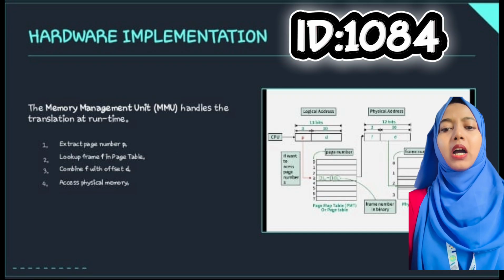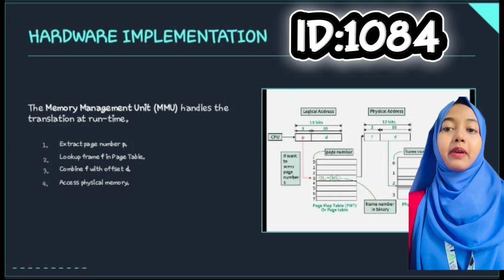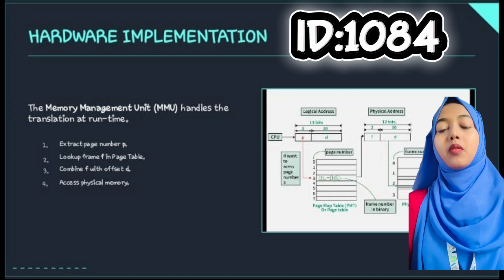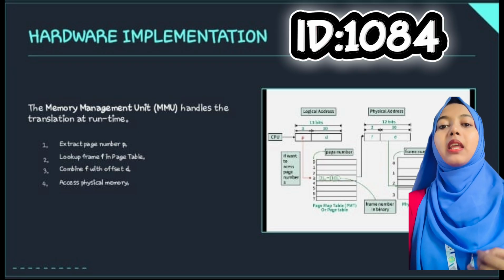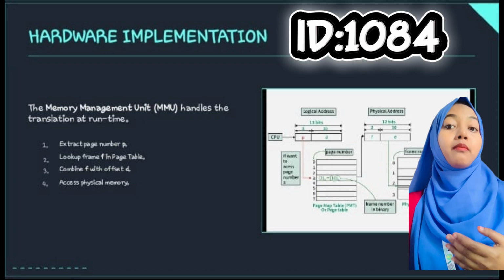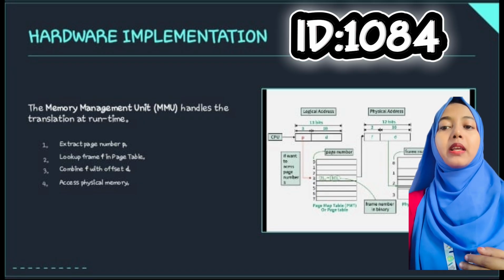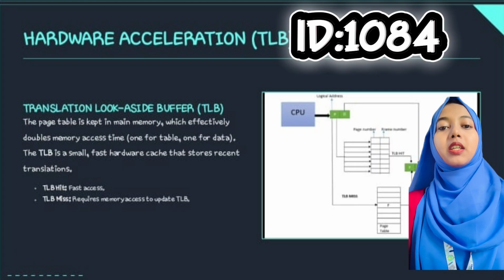Hardware implementation: how does it work? It is done by hardware called the MMU. The MMU uses a page table. Think of the table like a map. It connects the CPU page to the correct page in memory. Hardware acceleration: but there is a problem. Checking the table in RAM is slow.